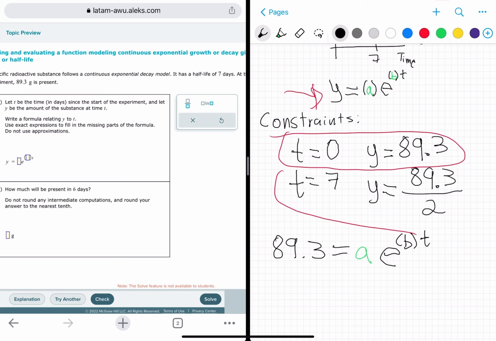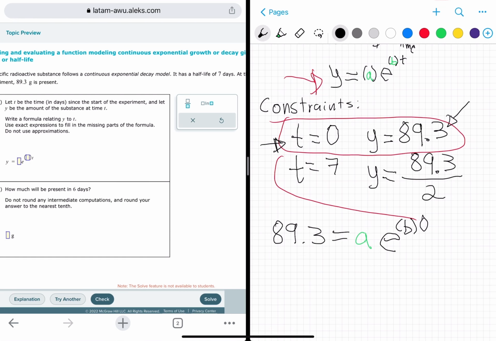Now, instead of t, I will write the value when 89.3 is present, which is 0. And I know it from here. When t is 0, y equals 89.3. The rest here is to reduce the expression by doing some math. And here I know 89.3 equals a times e to the 0, because this times this is 0. And I know that any number to the 0 is 1.